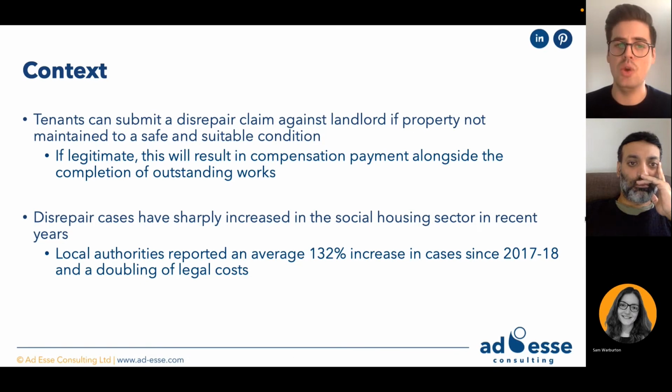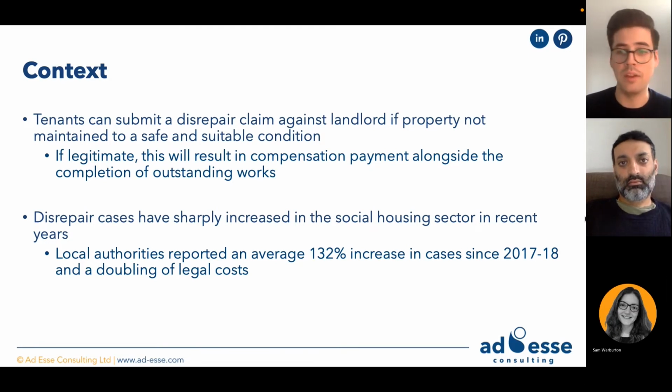Now, disrepairs cases have been around for a while. They aren't anything new, but in recent years, we've started to see a very sharp increase in the number of disrepairs cases across the whole housing sector. And if we look at, for example, local authorities, they actually reported an average 132% increase in cases since 2017, which is a significant jump.